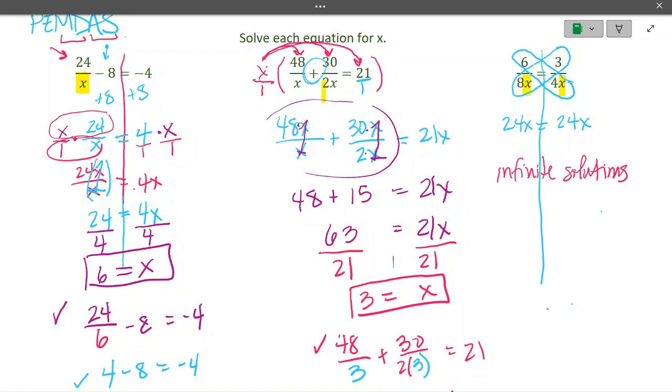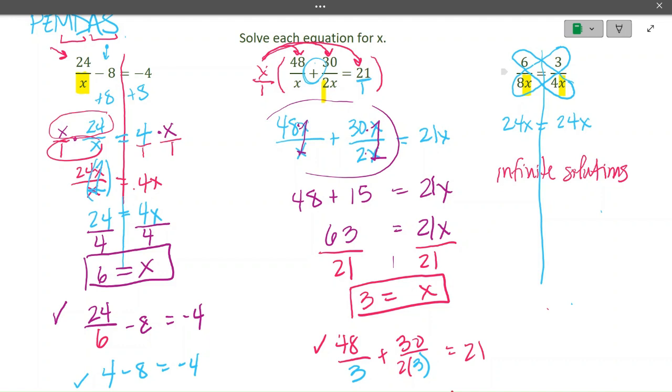Now, part of the reason that's true is you might have noticed when we started doing this is 6 over 8x is actually the exact same value as 3 divided by 4x, which means that any value you plug in for x will be true. So I could plug in 10 for x, and that would make this true. I could plug in 1 for x because it's the same fraction.